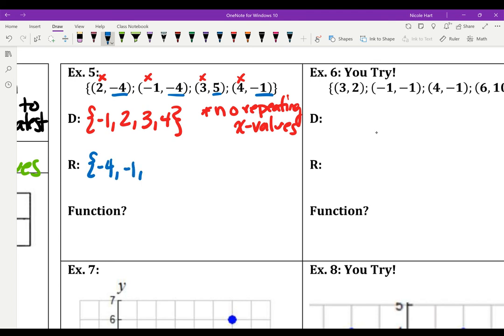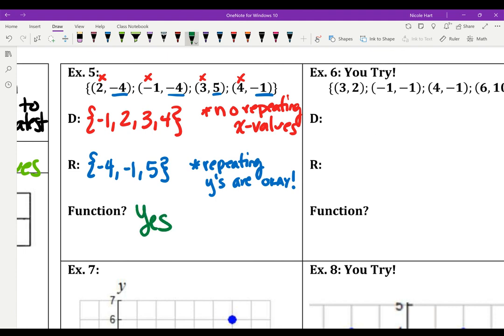Now for the y's, we're going to look at those, and we have -4, -1, and 5. Now your y's are allowed to repeat. That's okay. That's not the end of the world. You can have a repeating y, you just cannot have a repeating x. So repeating y's are okay. So if this is a function, we have no repeating x's. So yes, this is a function.